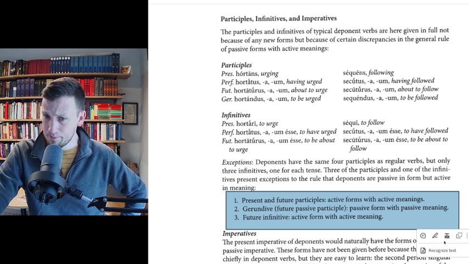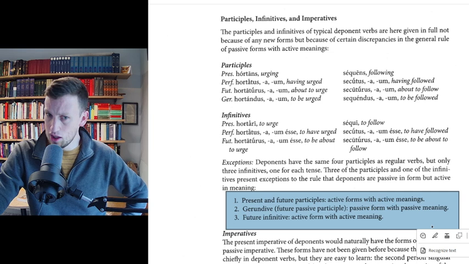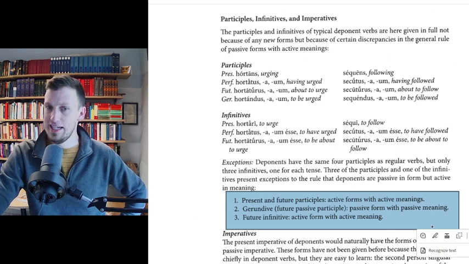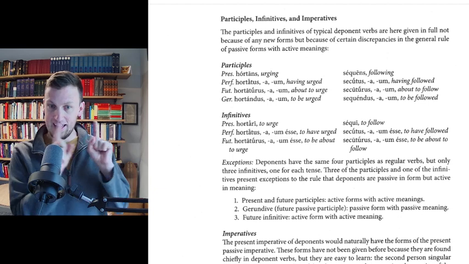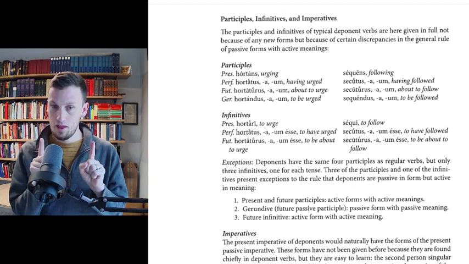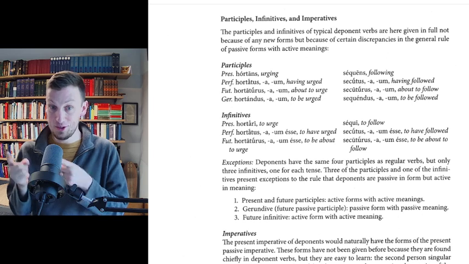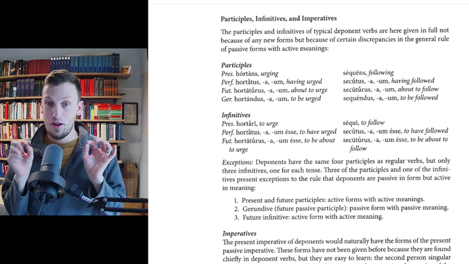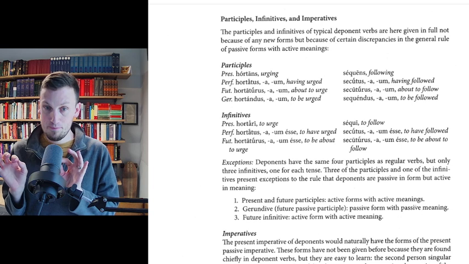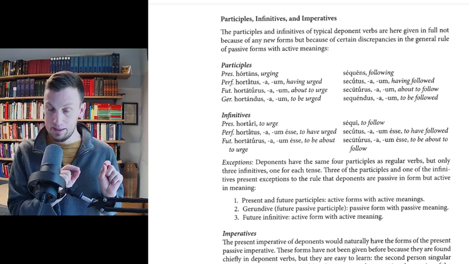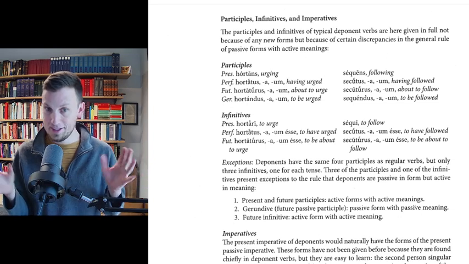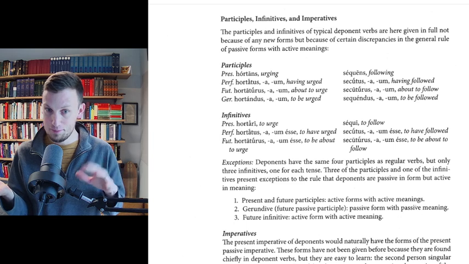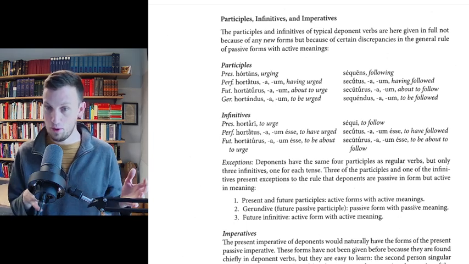Why is this silly? Because this is like all of them. It's much easier to learn this the other way around, which is deponent verbs are not deponent in the participle, except for the perfect passive. That's the one that's not listed there. So, the perfect passive participle is perfect active in meaning. There is no perfect active participle anywhere in Latin, except for the deponent, the perfect passive participle of the deponent.